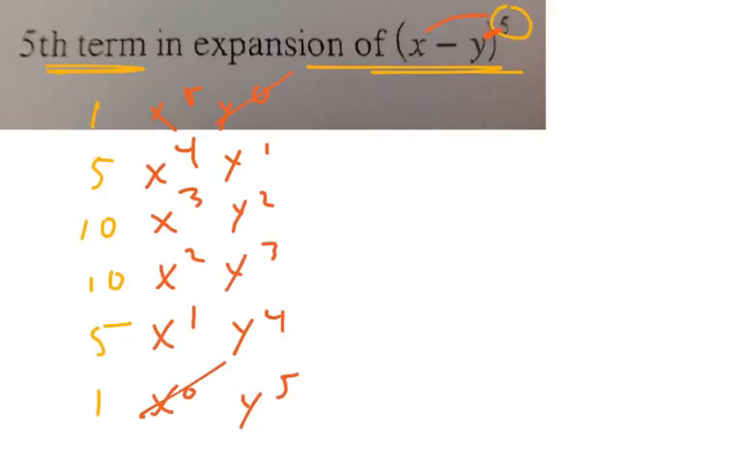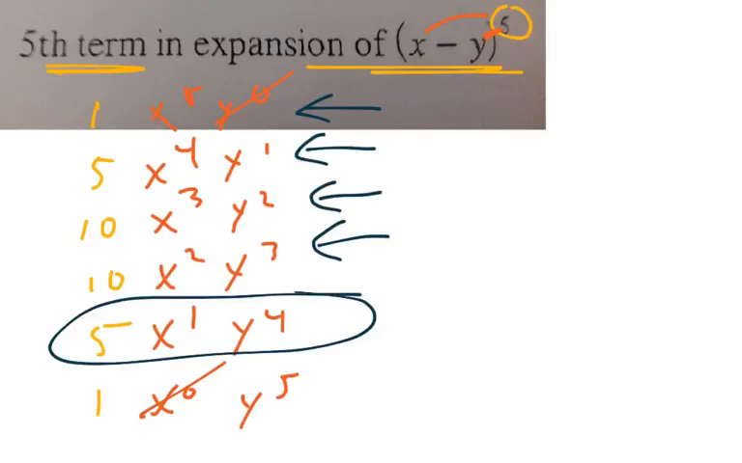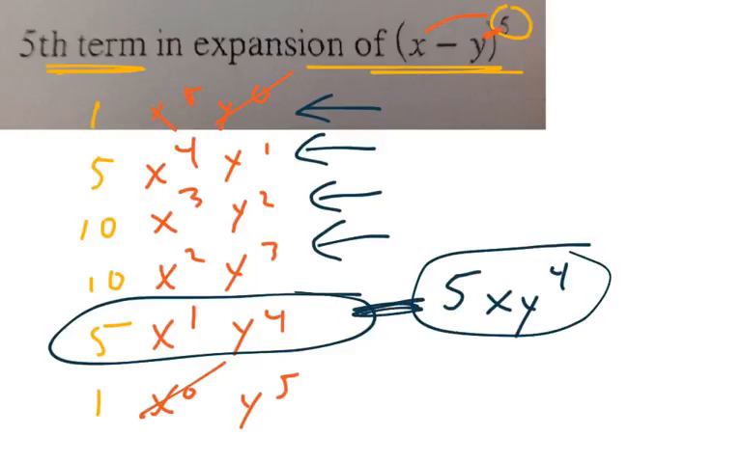Now let's get to our answer. This is 1, 2, 3, 4. So the fifth term is this right here. And so our answer is just simply 5xy^4. This right here, again, is my fifth term in the expansion. Pause the video if you need to.